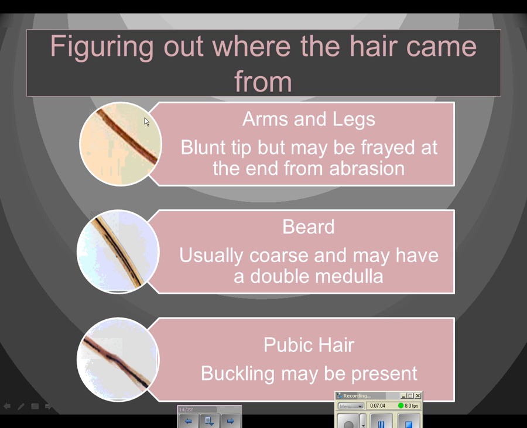So here we have hair that's from the arms and legs. We can find that typically the ends are blunt, and they may be frayed from abrasion, rubbing against clothes. Beard hair is usually coarse and may have a double medulla. So you'll actually see 2 medulla here. And pubic hair, there may be some buckling present, which you can see here. It's kind of this folding.